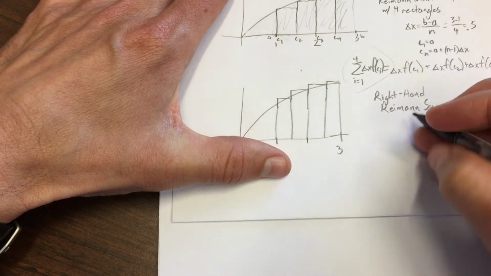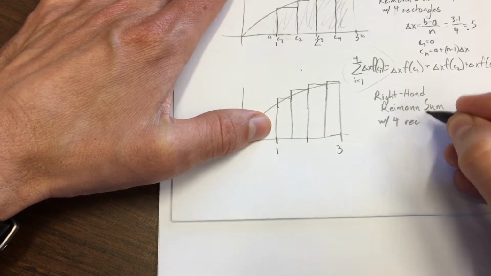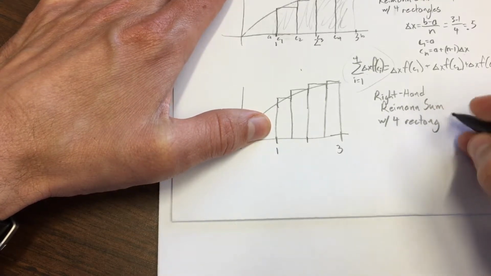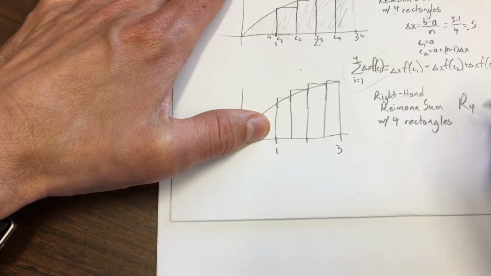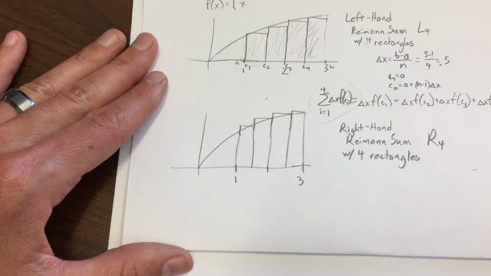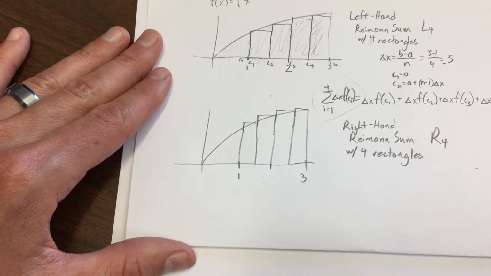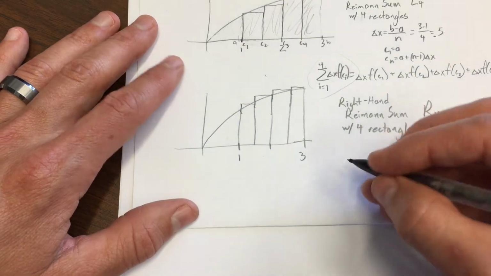And I have 4 rectangles. And very creatively, we call that R4. The R being right hand and the 4 being 4 rectangles. Okay, so that's fair enough.